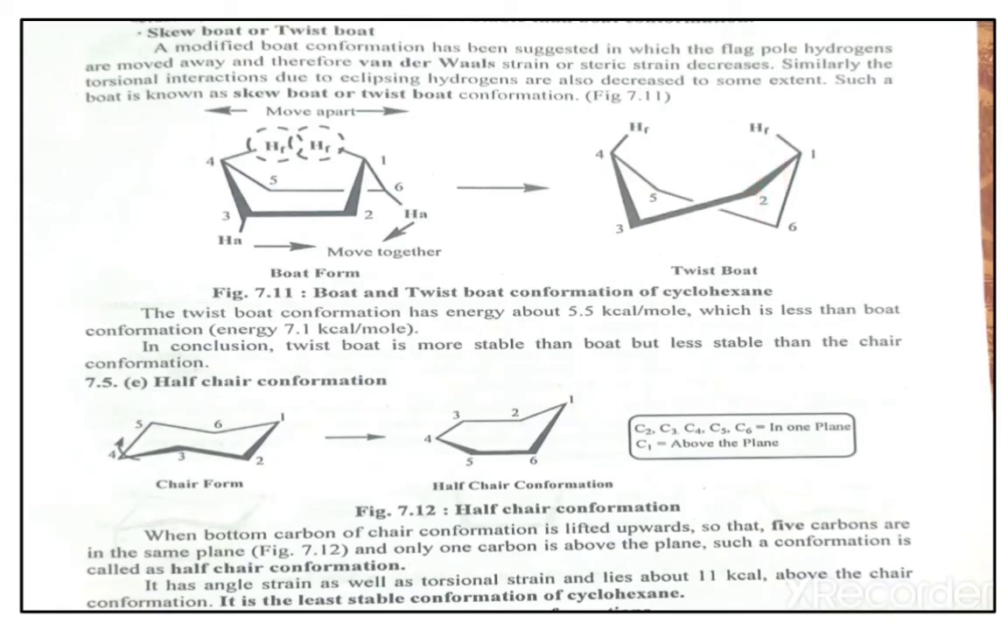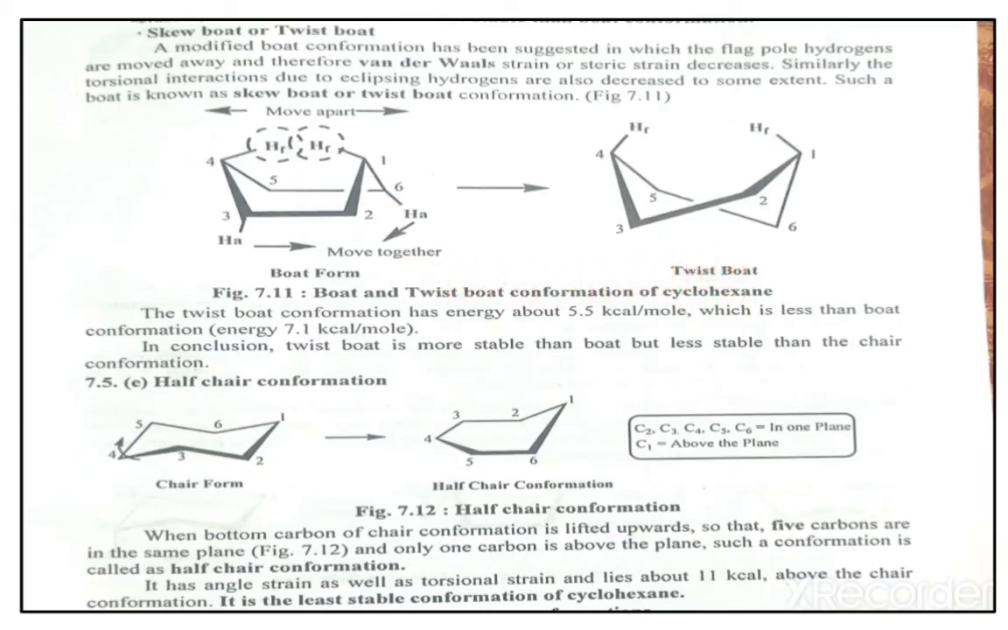Now we conclude that the twist boat conformation has an energy of about 5.5 kilocalorie per mole, which is less than that of the boat conformation. Therefore, we conclude that the twist boat is more stable than the boat conformation. That means this is a simple conclusion.